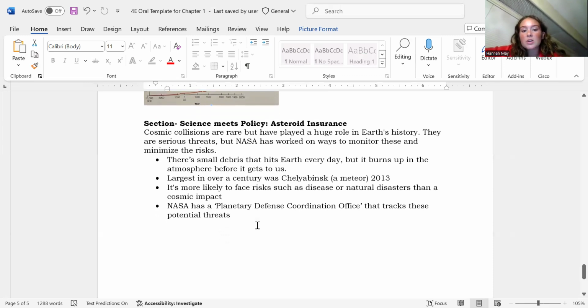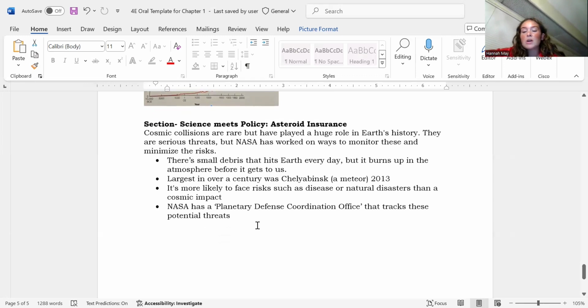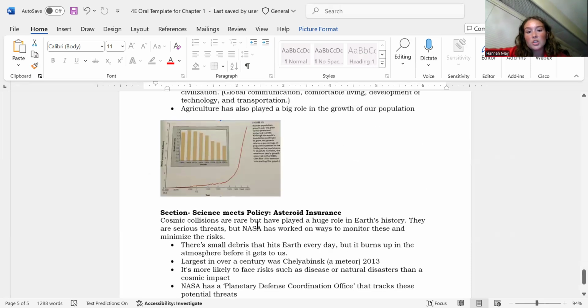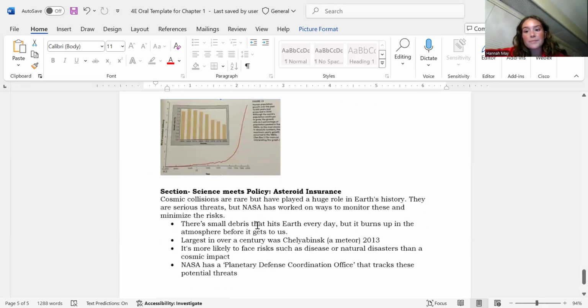NASA has this office called Planetary Defense Coordination, and it tracks these potential threats and hopes to minimize them. But yeah, I was glad that I got to learn about the evolution of our planet and how things have really come about.